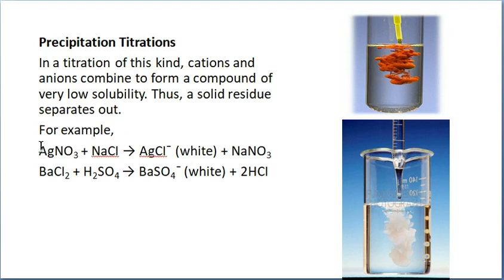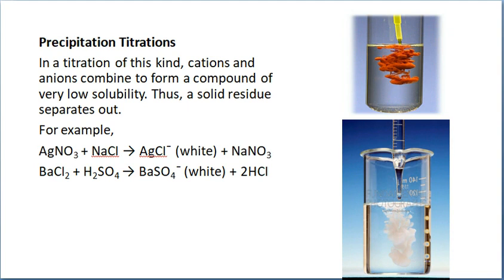For example, silver nitrate AgNO3 reacts with NaCl to give Ag plus and Cl minus. Ag plus is the cation and Cl minus is the anion. Ag plus and Cl minus combine to form AgCl, a white precipitate. Similarly, barium 2 plus reacts with SO4 2 minus. Barium 2 plus is the cation and SO4 2 minus is the anion. They combine to form barium sulfate, a white precipitate. This is another example for precipitation titration.